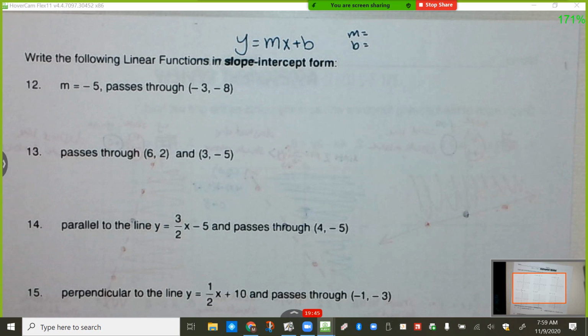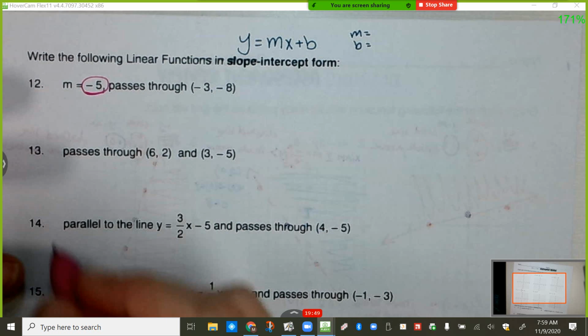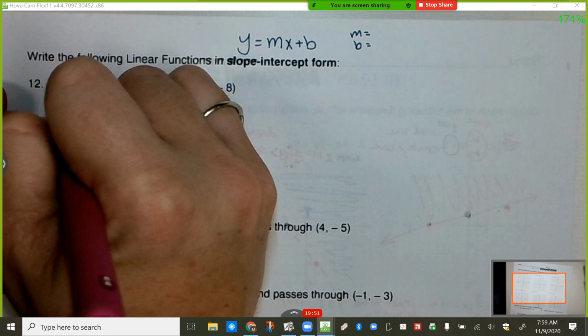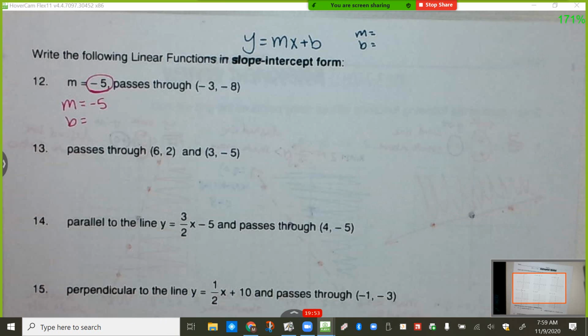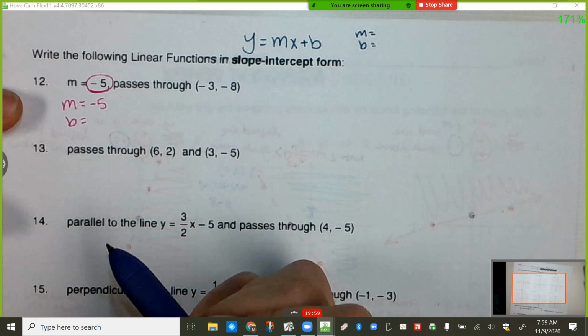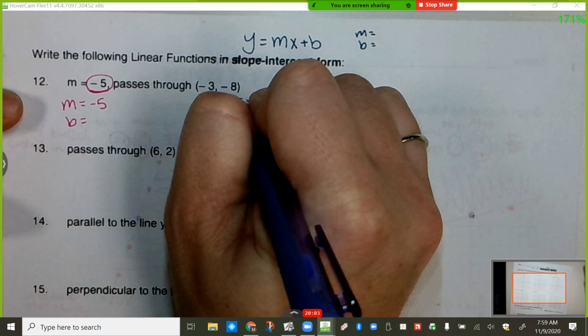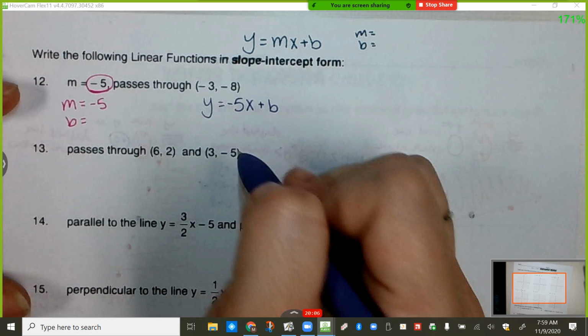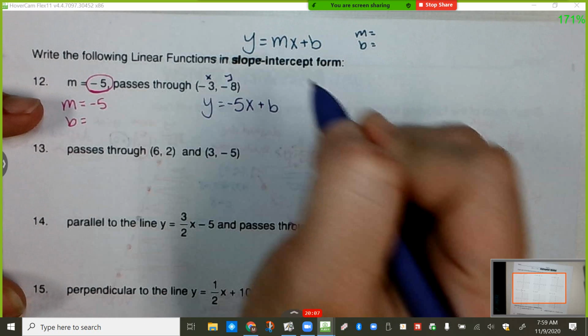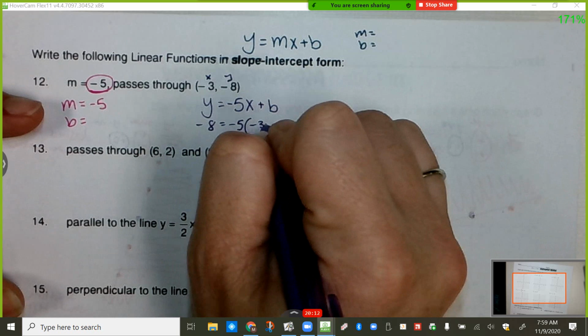Okay, so knowing that, it says my slope is negative 5, and it passes through this point. So already, if I'm finding m and b, I know m is negative 5. Already halfway done, but I don't know b. But I do know a point that it has to go through, and so y equals negative 5x plus b. Plug in your point. This is your x, this is your y. So negative 8 equals negative 5 parentheses negative 3 plus b.